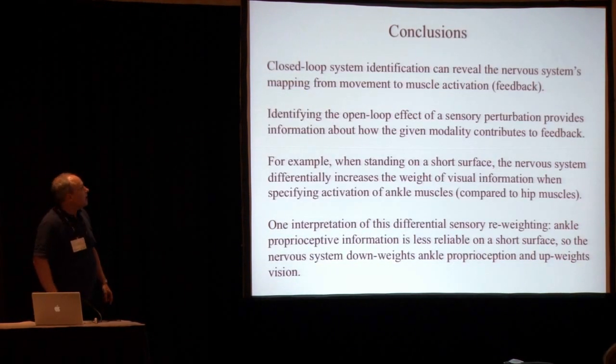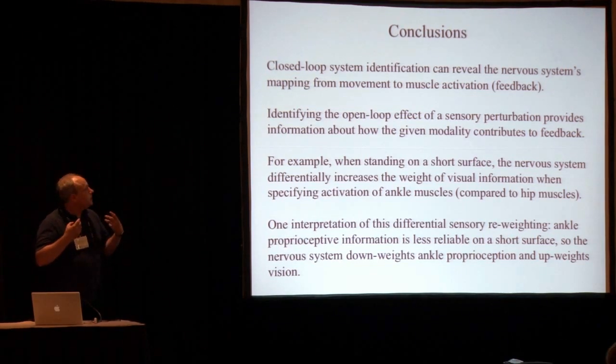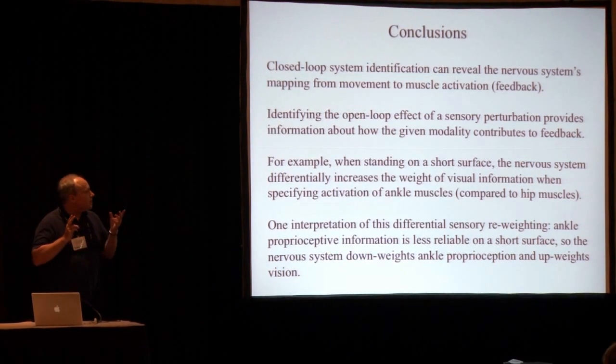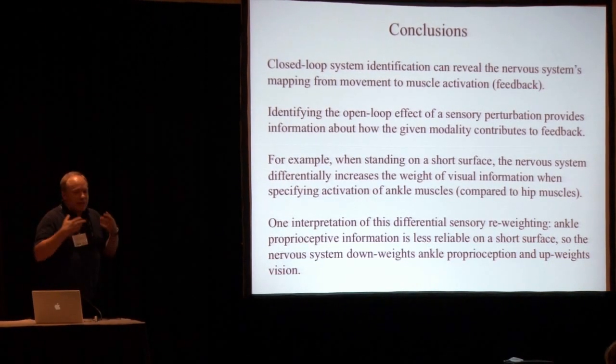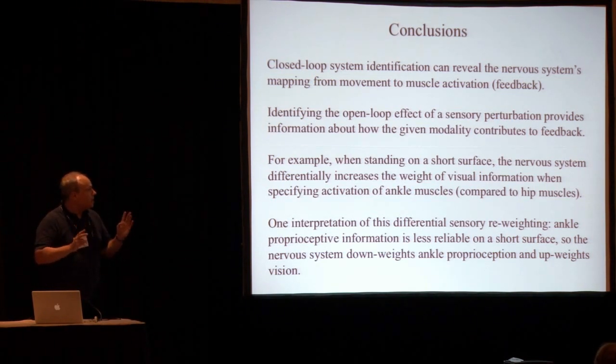So in conclusion, closed-loop system identification can reveal the nervous system's mapping from movement to muscle activation, what we call feedback. That's overall feedback. You can also use closed-loop system identification to find the effect of a sensory perturbation. For example, what information does it provide? And then you can see how that modality, for example, vision, contributes to feedback. For example, when standing on a short surface, we saw that the nervous system differentially increases the weight of visual information when specifying activation of the ankles compared to the hip muscles.